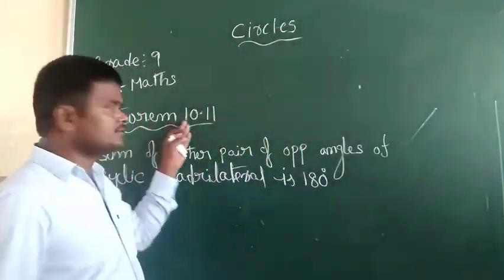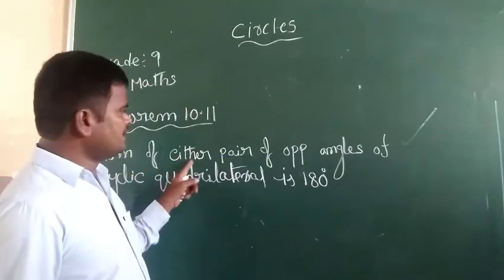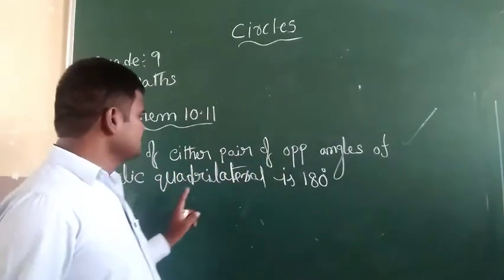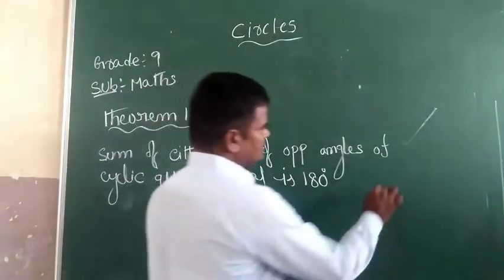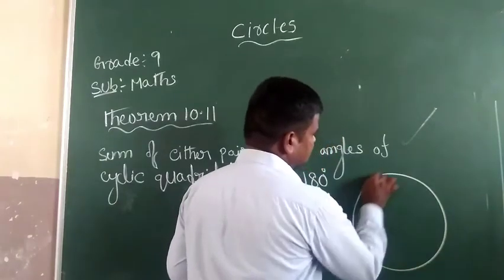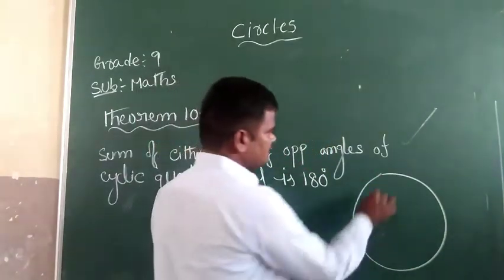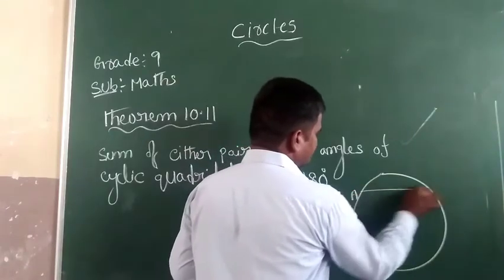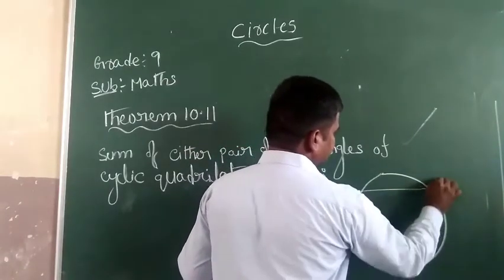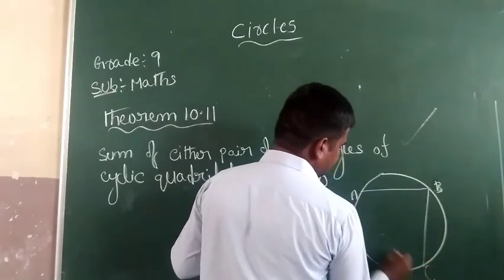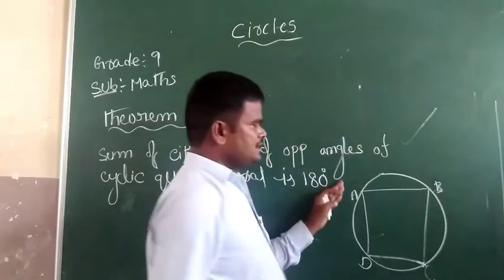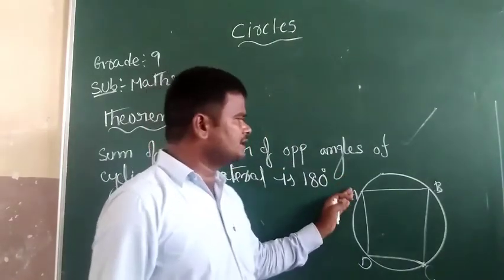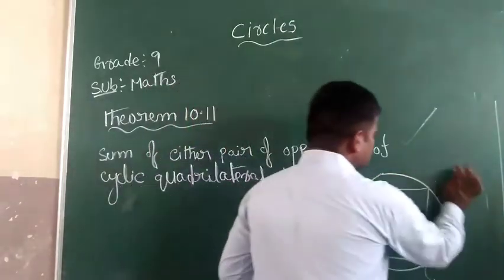Theorem 10.11 says that the sum of either pair of opposite angles of a cyclic quadrilateral is 180 degrees. Suppose this is the cyclic quadrilateral, with vertices A, B, C and D. ABCD is a cyclic quadrilateral because all vertices lie on the circle.